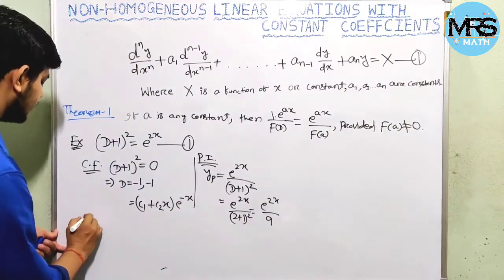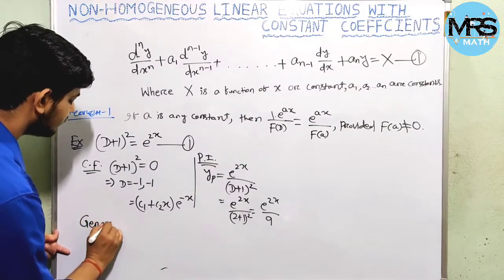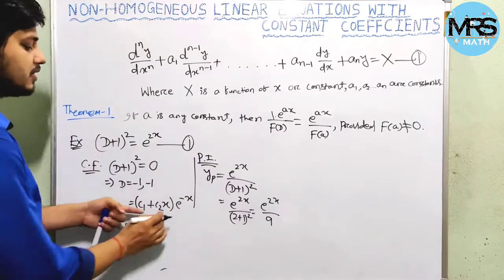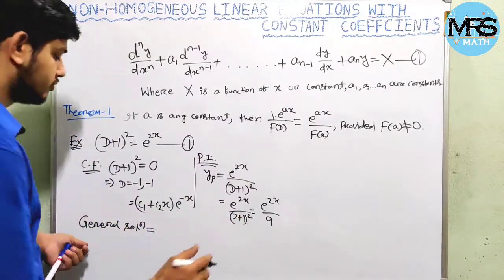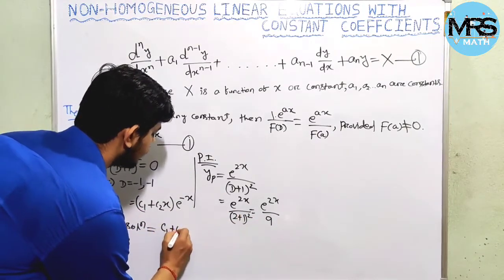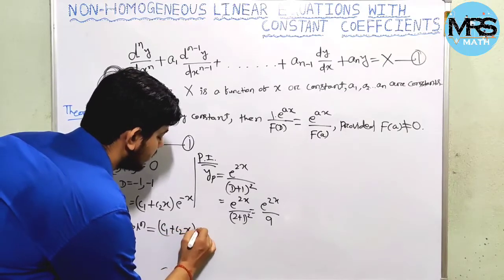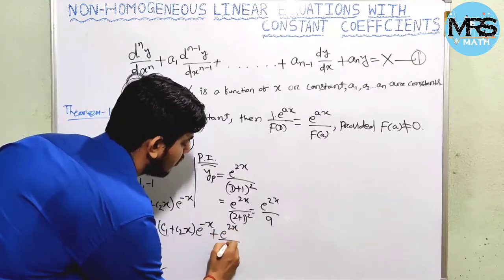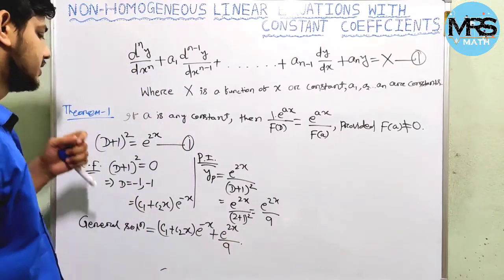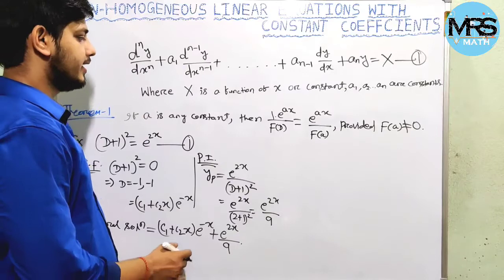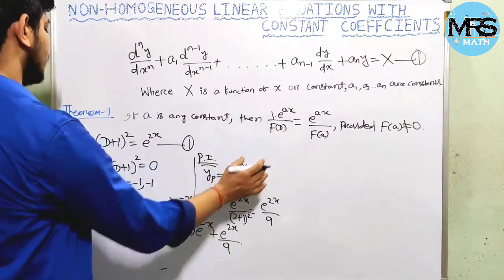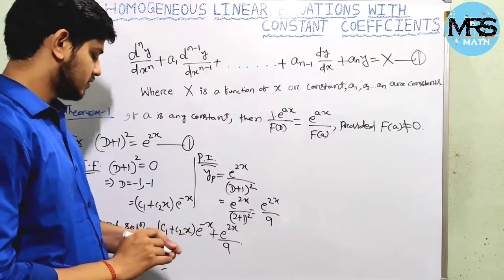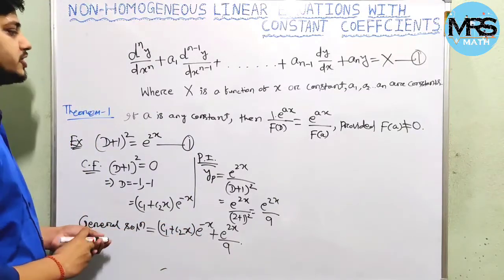So the general solution will be the sum of these two, right? So what will be the solution? That is c1 plus c2x into e to the power minus x plus e to the power 2x over 9. So this is our general solution, and the particular integral we got based upon this theorem. So now we'll proceed to the next theorem.